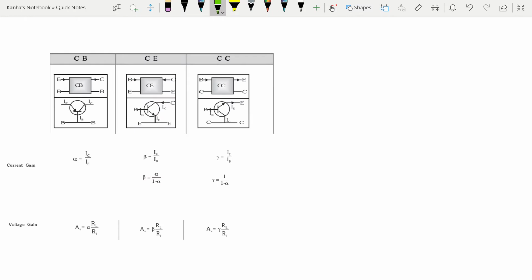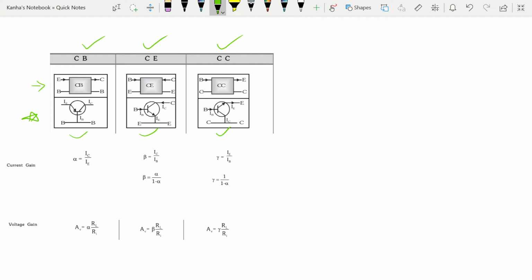Before that, take a look at the common base, common emitter and common collector configurations. As I mentioned before in the table, the inputs and outputs are mentioned here for the different cases. In the examination, you will be given a circuit which will have these three diagrams as parts. Sometimes IE, IC and IB will not be written, so you need to make out what these are. Now we come to current gain.